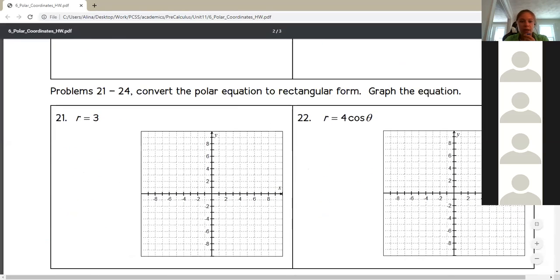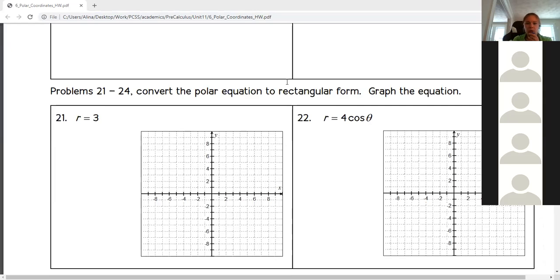Number 21, convert polar equation into rectangular form. I'm going to draw a picture, and I think someone will for sure be able to convert it into rectangular form. Radius is 3. Well, radius is 3, and I will draw something with radius 3.